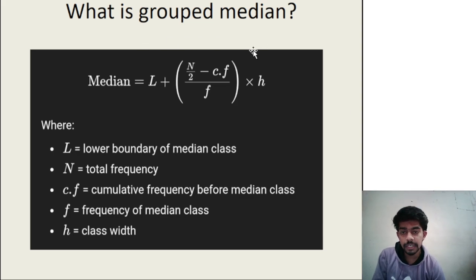What is group median? Now you can look at the formula for group median, where L represents the lower boundary of median class, N represents the total frequency, CF represents the cumulative frequency before median class, F represents frequency of median class, and H represents class width. Now let's put the values of the table in the given formula. For that we first need to calculate the median class.